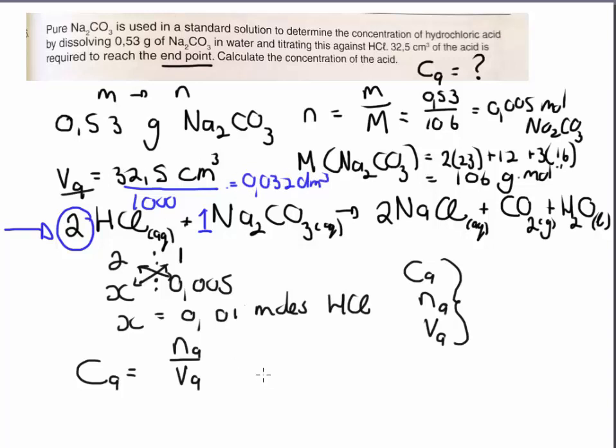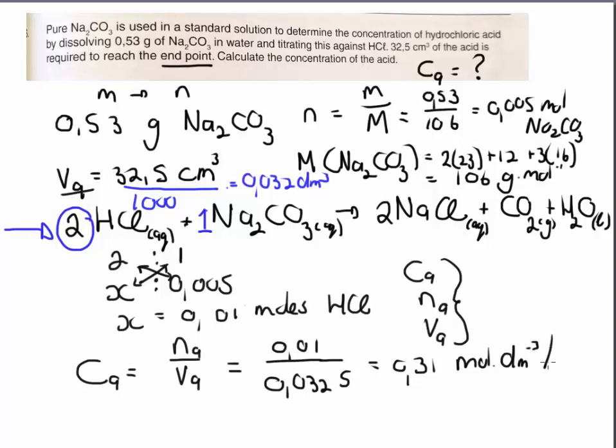Now we go and substitute our values into our formula. Our amount of moles 0.01, our volume 0.032, and you can add the 5 just for accuracy's sake. And this is going to give you a value of 0.31 mole per cubic decimeter, or instead of using this unit, you can use capital M. And remember, this is now the concentration of my HCl.